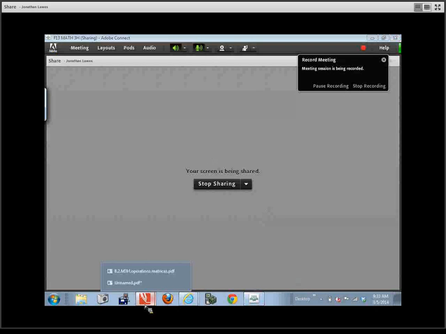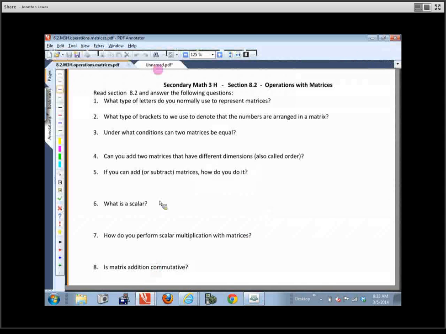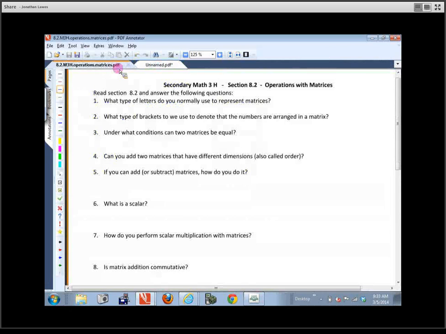Okay, let's take a quick look at this. So this is all about operations with matrices: adding and subtracting them, scalar multiplication, and matrix multiplication. I think that pretty much covers the topics there.